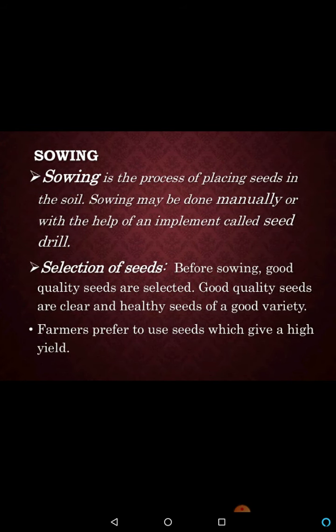Sowing is the process of placing seeds in the soil. Sowing may be done manually or with the help of an implement called seed drill. Selection of seeds. Before sowing, good quality seeds are selected. Good quality seeds are clean and healthy seeds of a good variety. Farmers prefer to use seeds which give a high yield.